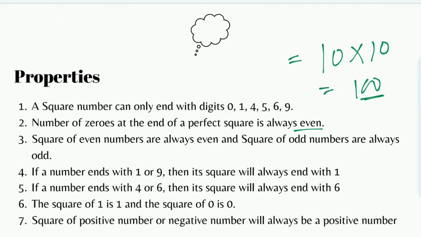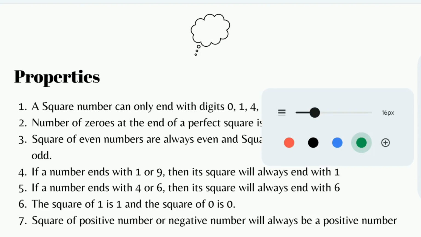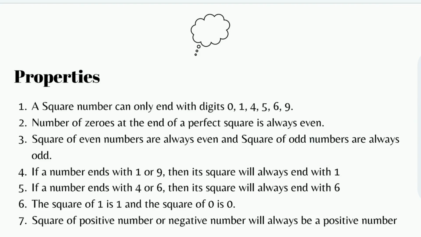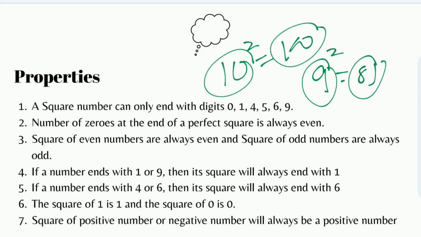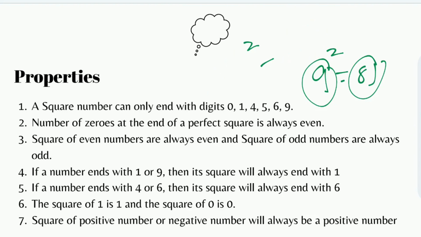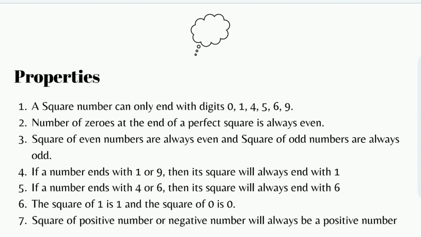Coming to the next property, the square of an even number will always be even. Square of odd numbers will always be odd. You can take an example and see. For example, we have 9 squared as 81. 9 is an odd number, 81 is also an odd number. Then we have 10 squared, which is 100. 10 is an even number, 100 is also an even number. So you can always take an example and prove these properties.